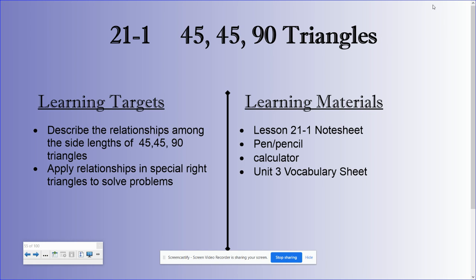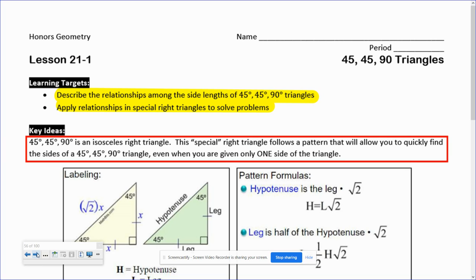Lesson 21 is going to talk about special right triangles. So in lesson 21-1, we're going to talk about the 45, 45, 90 triangle. Make sure you have the note sheet that goes along with this because I'm not using your Springboard book for today's lesson. Something to write with, a calculator, and your vocab sheet so you can write down these special relationships. Okay, so a 45, 45, 90 triangle is an isosceles triangle.